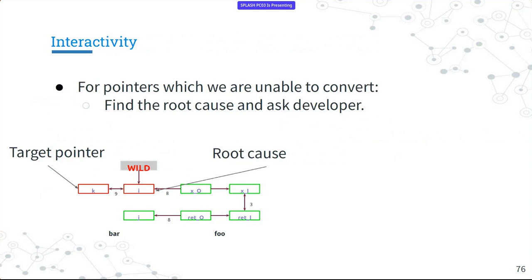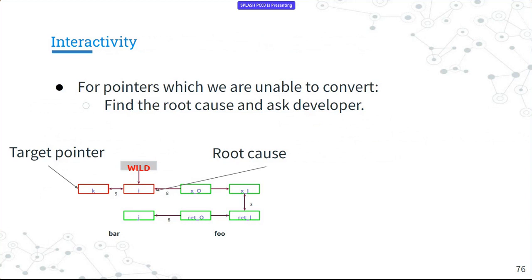What happens to the cases where we are unable to figure out the bounds, where we are unable to convert? For pointers for which we are unable to convert, we find the root cause. The root cause is a pointer which has been directly made wild. Here in this case, for the target pointer k, the root cause pointer is actually i, because that's the pointer which is made wild directly. And the wildness propagates from i to k. So i is the root cause for pointer k to become wild.